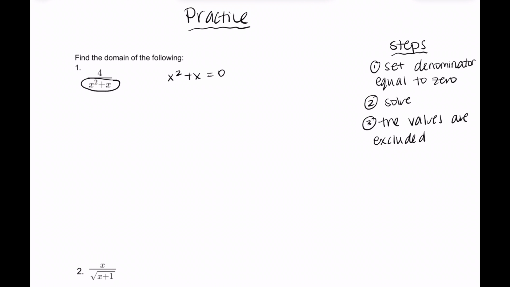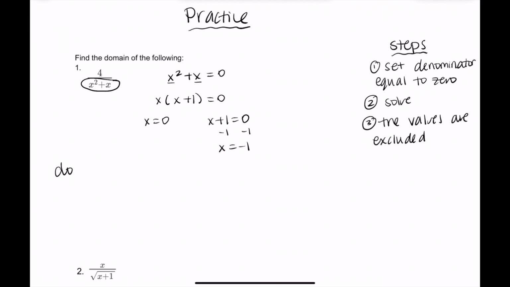Our denominator is x squared plus x. We'll set that equal to 0, just like in step 1. We'll take out the greatest common factor of x. When we do that, we have x times x plus 1. We'll split these up and solve. So we'll have x equals 0 and then x plus 1 equals 0. The x plus 1 equals 0 just means that x equals -1.